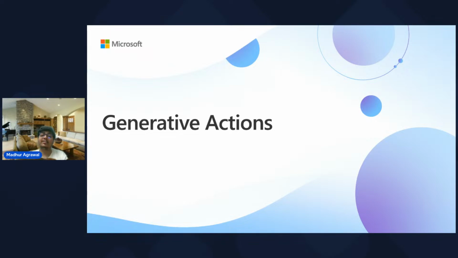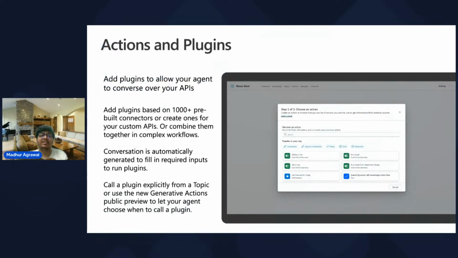Next, we are going to talk about generative actions. So actions and plugins are available. You can add plugins to allow your agent to converse over your APIs. Add plugins based on 1,000+ pre-built connectors, or create ones for custom APIs, or combine them together in complex workflows. This is one of the things provided as a visual, so you can see at this snippet.